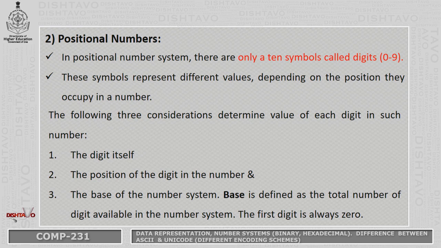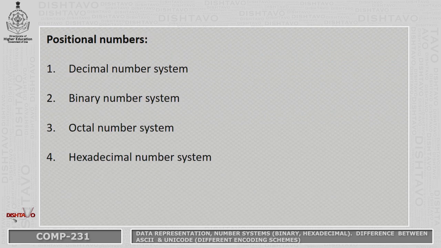What is meant by base? Base is defined as the total number of digits available in the number system. The first digit is always 0 in the positional number. Positional numbers we can classify into 4 types: decimal numbers, binary numbers, octal numbers and hexadecimal numbers. Now we'll discuss all these 4 positional numbers in detail.